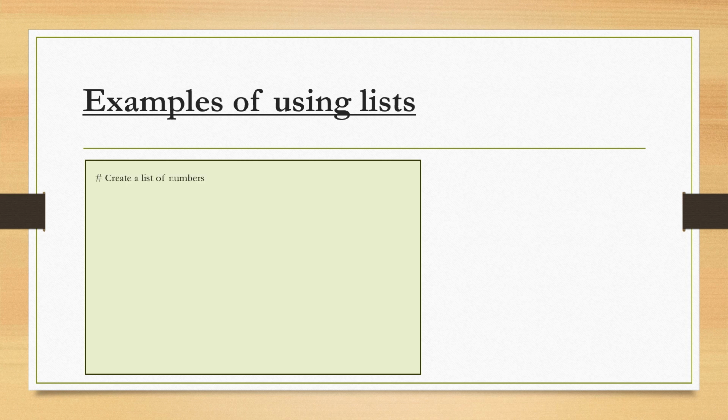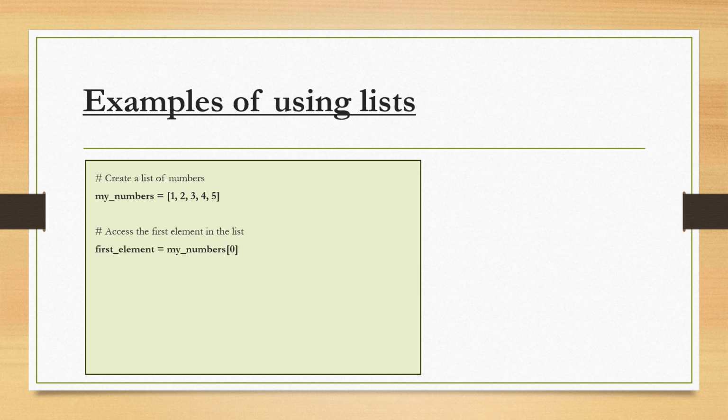So first of all, we have to create a list of numbers. For that, I have created one variable, the name of my list is my numbers equal to, and in the square bracket I have provided 5 numbers. Now how can we access the numbers?